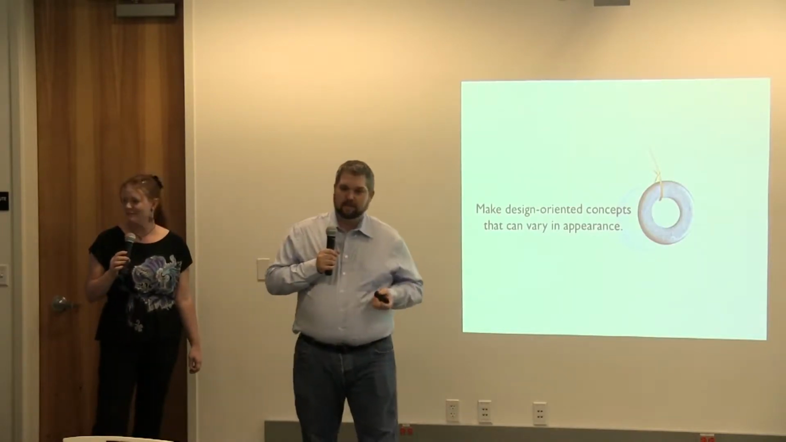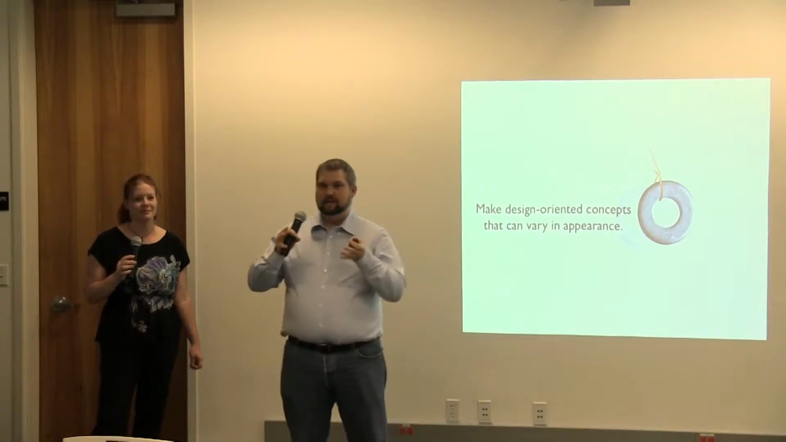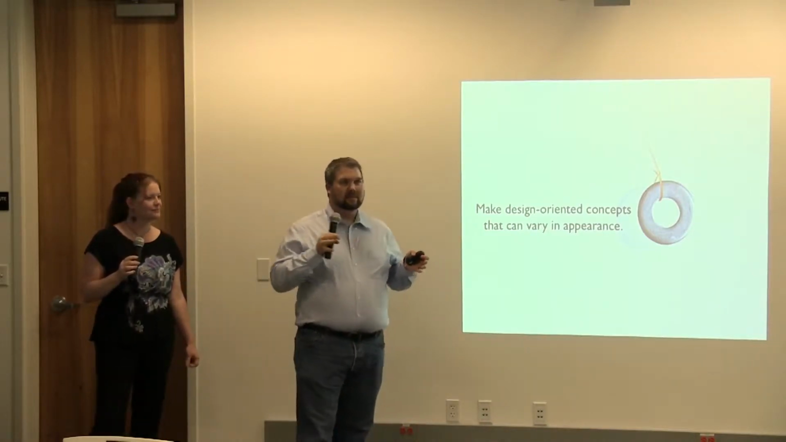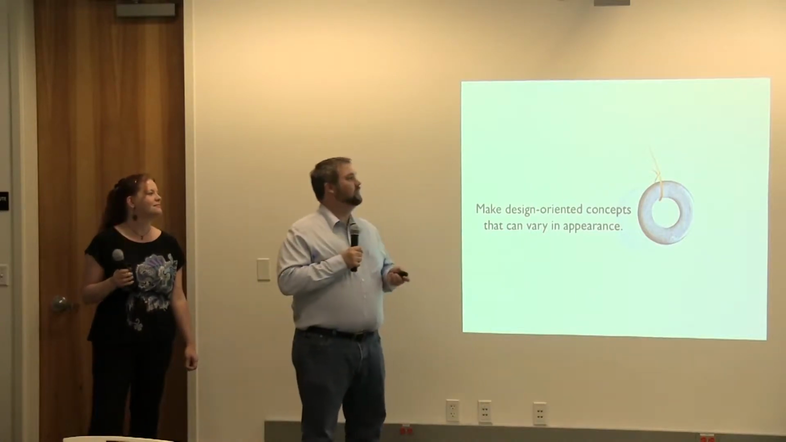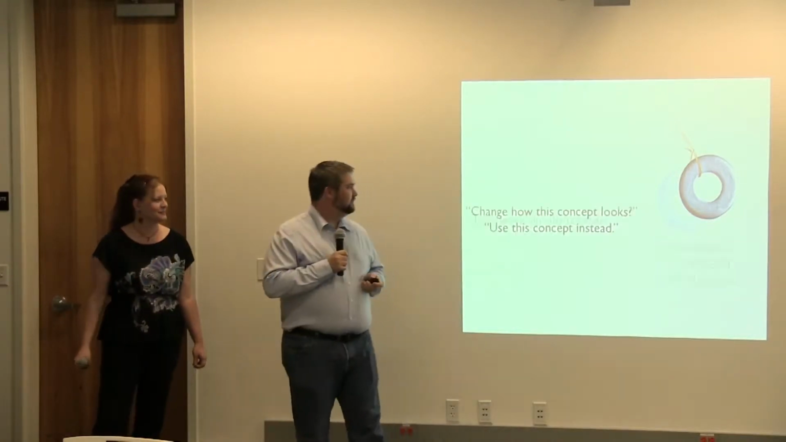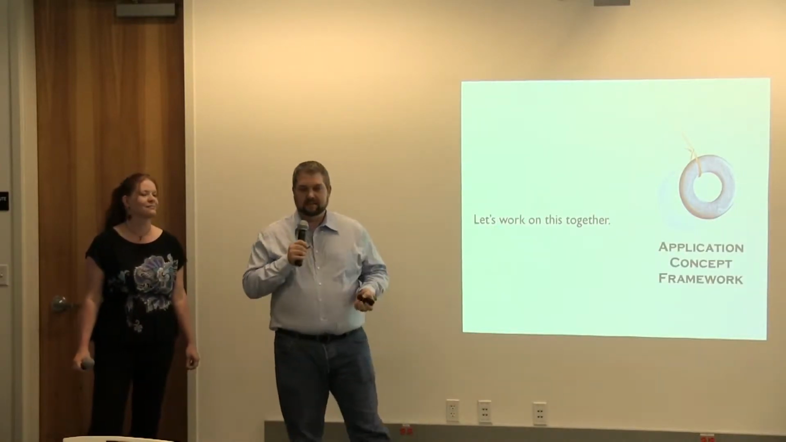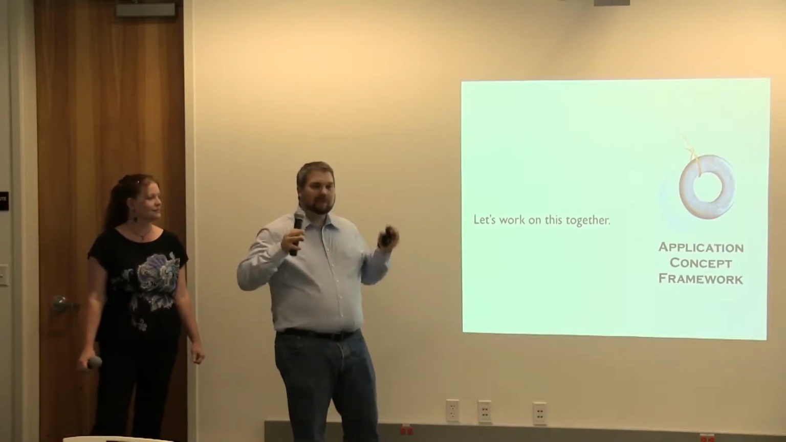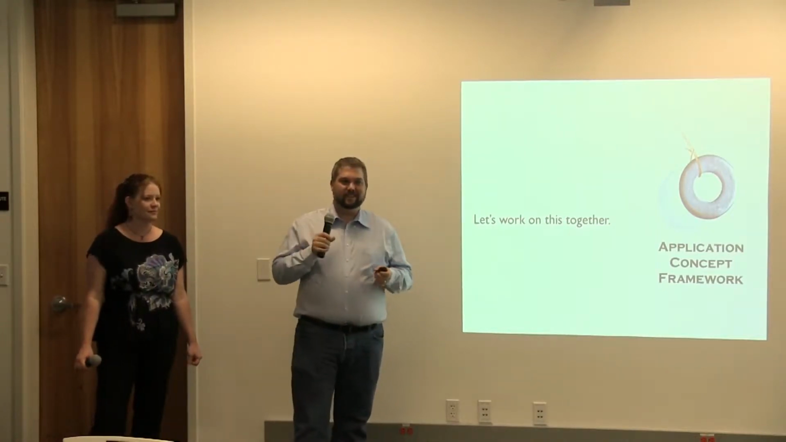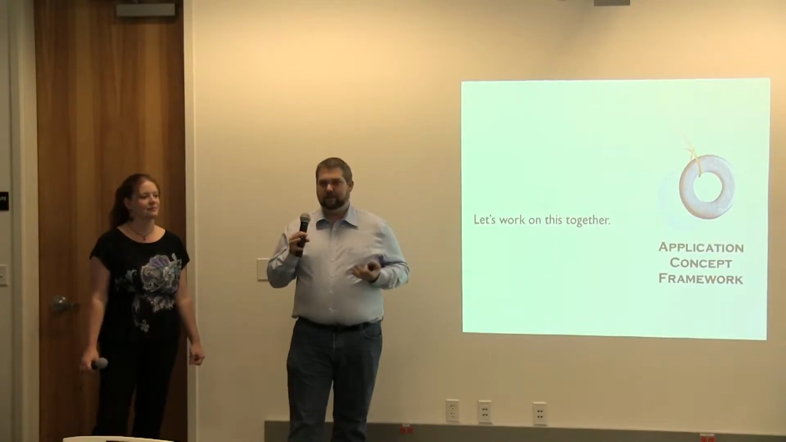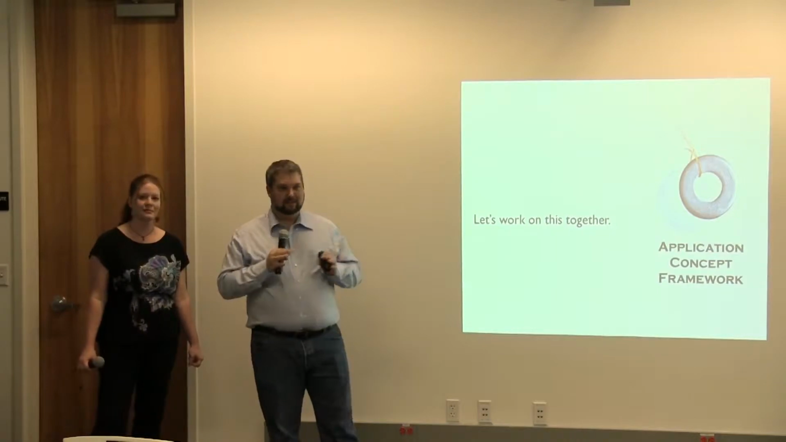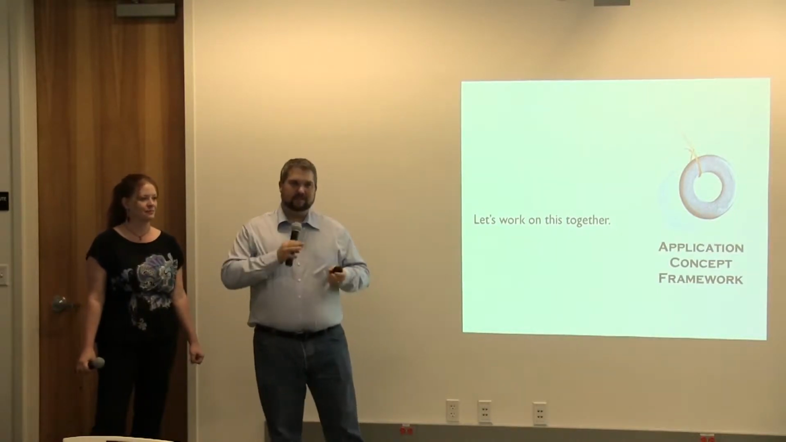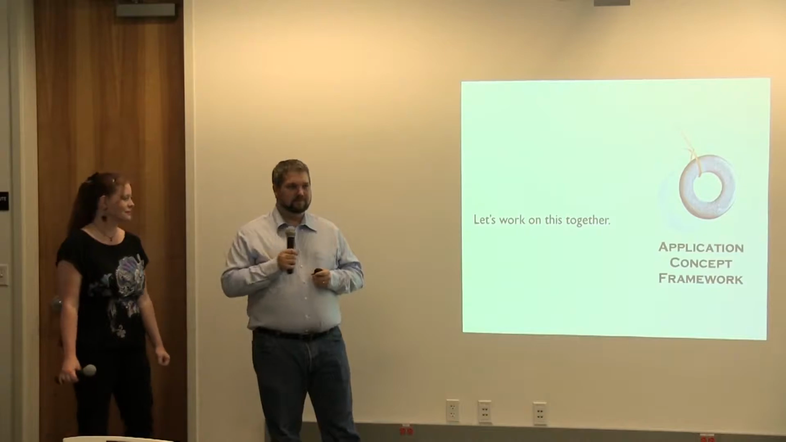So what we ended up coming up with was that we needed a way to make some design-oriented concepts that weren't tied to presentation, so they could vary in appearance over time. I think we should just work on this together. Great idea. And so what we came up with was this idea of creating more of an application concept framework, and we embodied it in the form of a living style guide. You can have a living style guide and it wouldn't be an application concept framework. It would be something else. Just a bunch of class names.